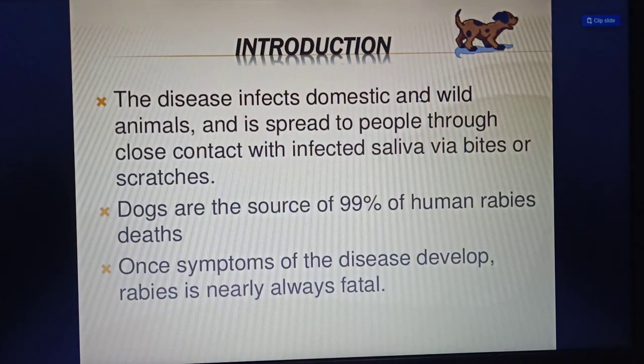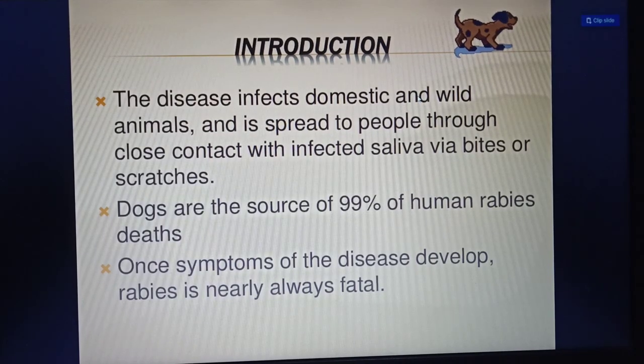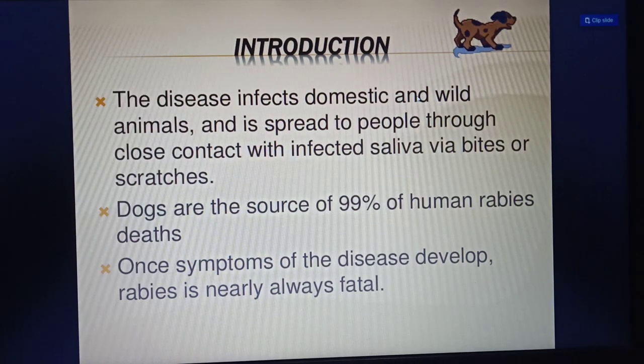Coming to the introduction, they are saying the same thing: the disease infects domestic and wild animals. So how is it transmitted? When we are in close contact with domestic or wild animals, especially with the saliva, or through bites or scratches, the infection is transmitted. Mostly the rabies causes deaths mostly in dogs.